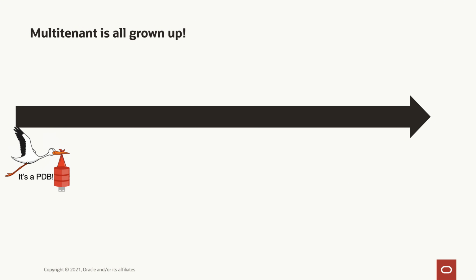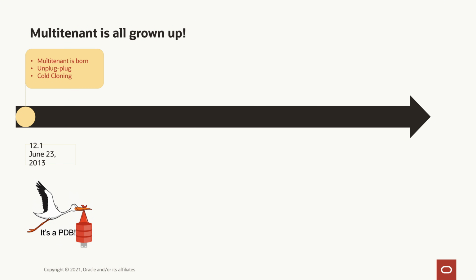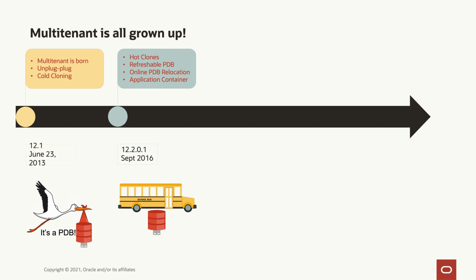Multi-tenant was born on June the 23rd, 2013. That was a very proud day, as we introduced to the family the new flagship option of Oracle Database 12c, Release 12.1.0.1. Since then it has matured rapidly, almost as if in doggy years. Release 12.2 represented grade school. That's a big step in an infant's life. And so it was for multi-tenant.